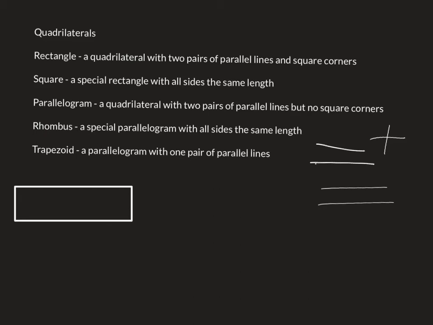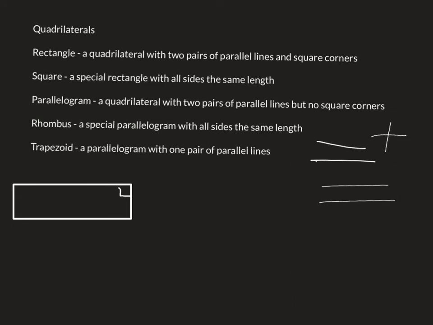Let's take a look at this rectangle I've drawn. A rectangle is a quadrilateral that has two pairs of parallel lines and squared corners. Now, a squared corner means that it looks like the corner of a square. There is one line going perfectly straight up and down, and one line going perfectly straight left and right. A shape can have corners that are not square, but in order for it to be a rectangle, it must have two pairs of parallel lines and squared corners.